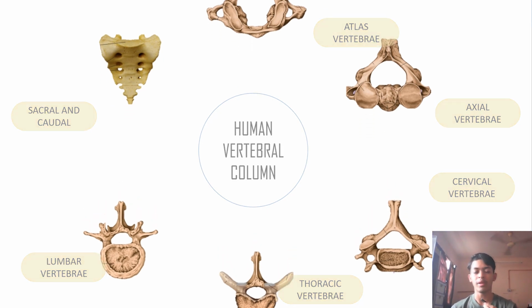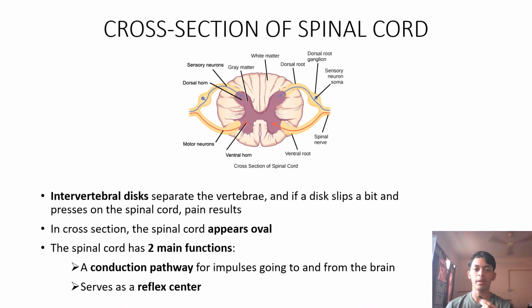So as we can see in the slide, there is a cross-section of the spinal cord. The intervertebral disc separates the vertebrae, and if a disc slips a bit and presses on the spinal cord, pain will result. As you can see in the cross section, the spinal cord appears oval, and the spinal cord has 2 main functions: a conduction pathway for impulses going to and from the brain, and the second one is to serve as a reflex center.